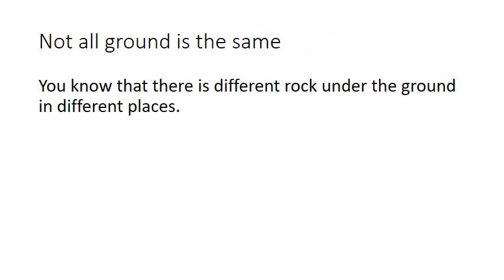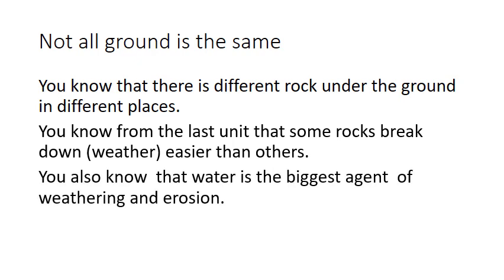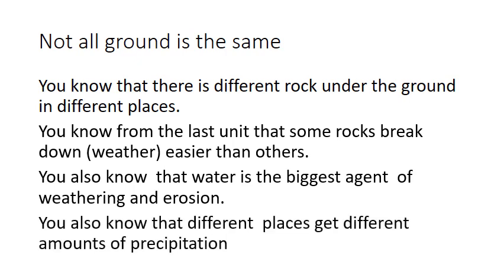Now, keep in mind, we know that the ground isn't the same everywhere, that there's different rock under the ground at different places. You know that when we did our weathering experiments, some rocks break down easier than others. And we also know that water is the number one thing that does this whole weathering and erosion. So these three sets of circumstances are going to help to determine whether or not you have caves in a certain location. Different places get different amounts of rain. So all of these things together are going to help us predict where we might find a cave.